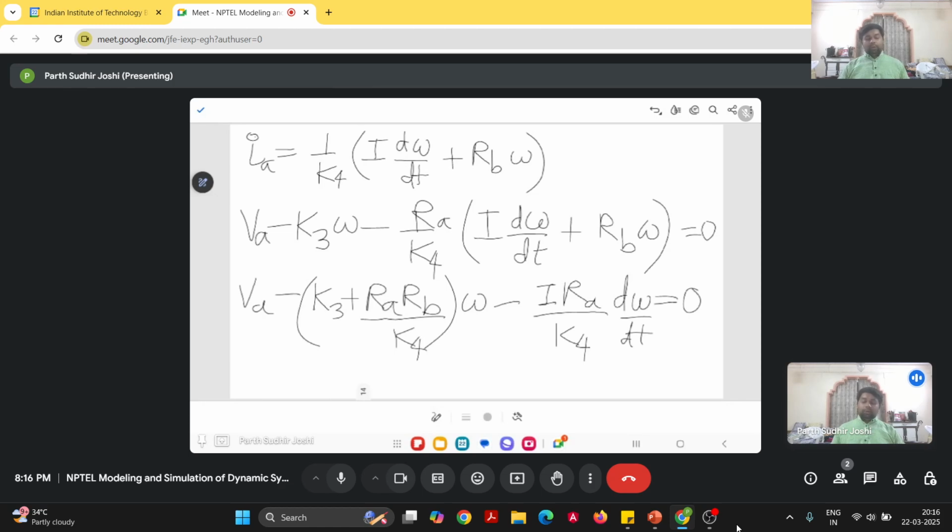So this is a first order differential equation. It gives us the relationship between the armature voltage applied and the speed, or angular speed, of the electric motor. So this is a first order differential equation, which can be solved easily.